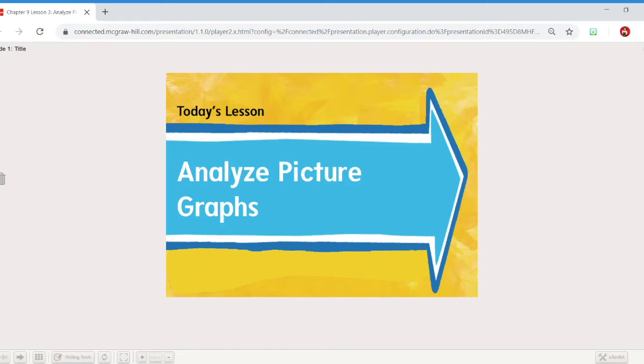Howdy everyone. I'm here with today's lesson, Analyzing Picture Graphs, which is following what we did last time where we learned how to make a picture graph. So if we remember what data means, data is information, and analyzing is understanding the information. We're just going to be understanding the information inside these graphs.